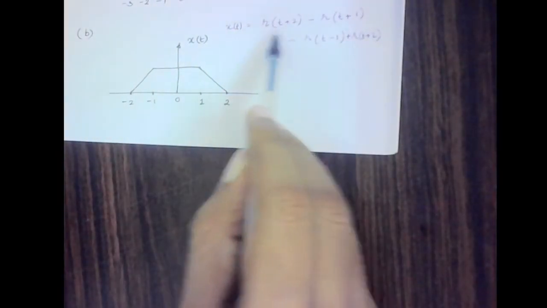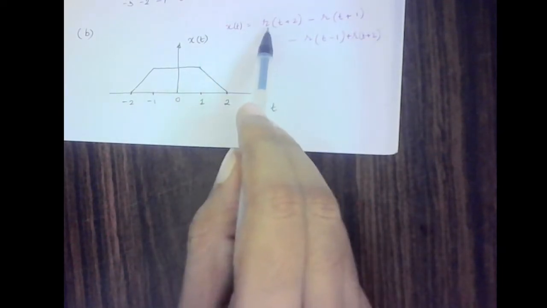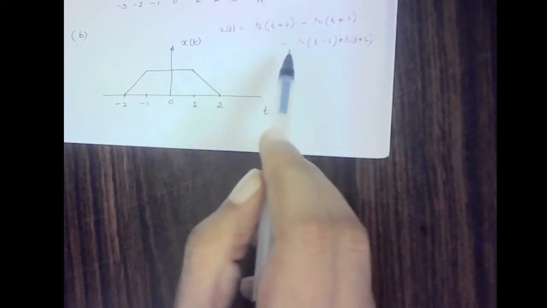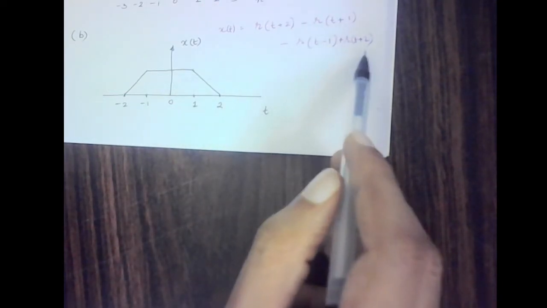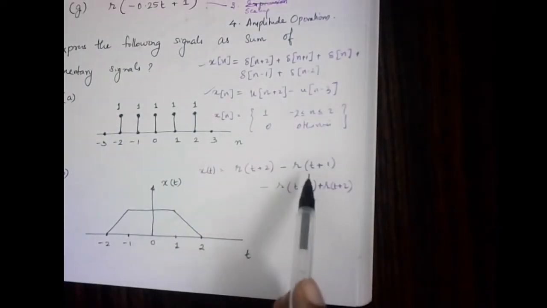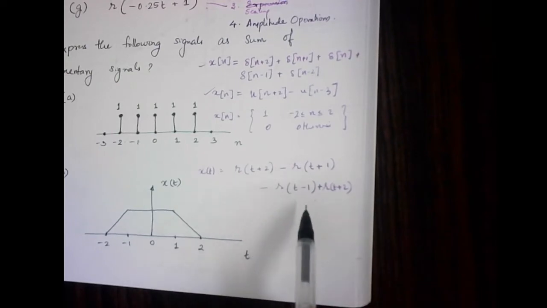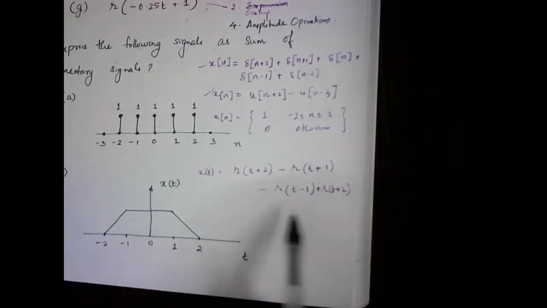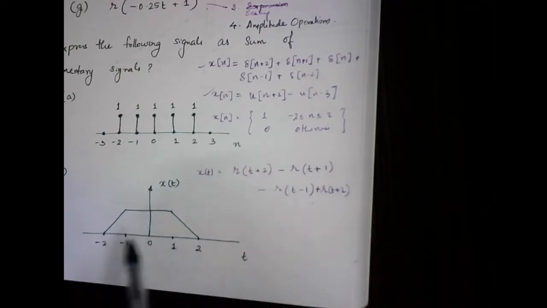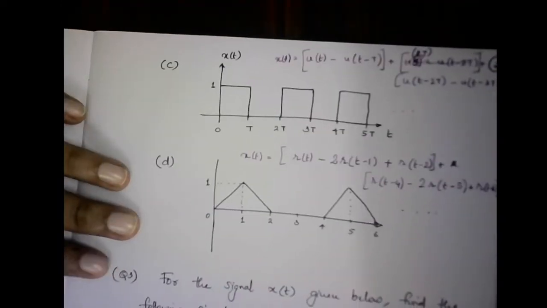I'll give the solution. So please work out x of t is equal to r of t plus 2 minus r of t plus 1 minus r of t minus 1 plus r of t plus 2. Okay, so I'll repeat the solution. The solution is r of t plus 2 minus r of t plus 1 minus r of t minus 1 plus r of t plus 2. So it's straightforward to note what the slopes are and the points at which you have the corresponding changes.